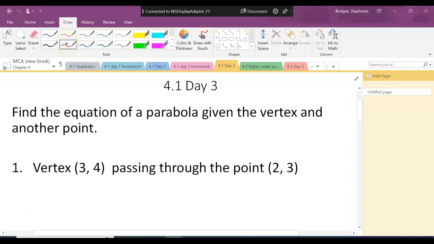All right, so what we want to do is we talked about two different forms of a parabola. We talked about vertex form, and then we talked about standard form. When you are writing an equation of a parabola given a vertex and a point, we're going to use vertex form. So just a reminder, that was f of x equals a parentheses x minus h squared plus k.